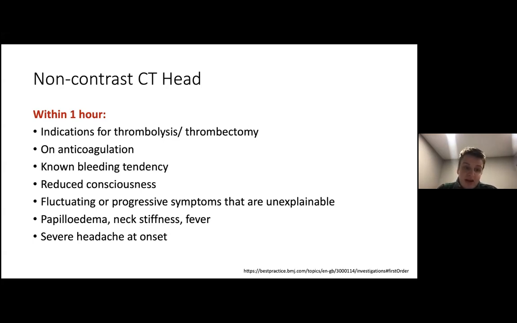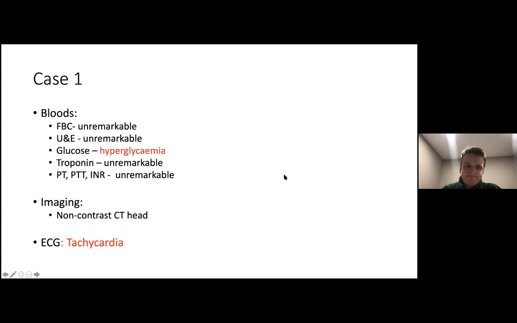Other indications are anticoagulation, if they're a known bleeder, reduced consciousness or fluctuating or progressive symptoms. Any signs of raised intracranial pressure like papilledema, neck stiffness, fever, or a severe headache at onset, which might suggest a subarachnoid hemorrhage. So these are indications for getting a CT head pretty early on.